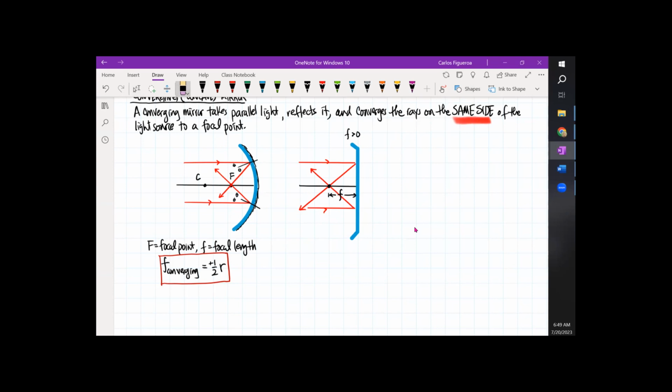So now that I got that, I could go on to the diverging mirror and do the exact same thing. So if I look at the diverging mirror, this is what they call a convex mirror.